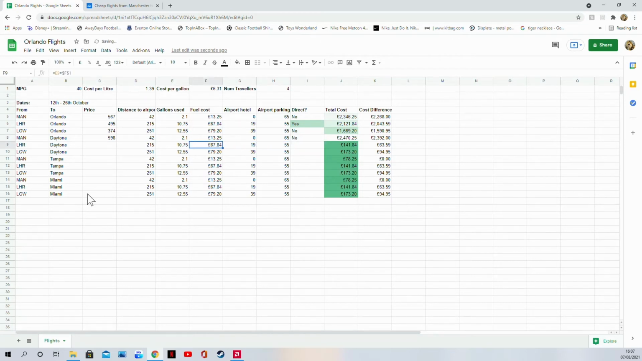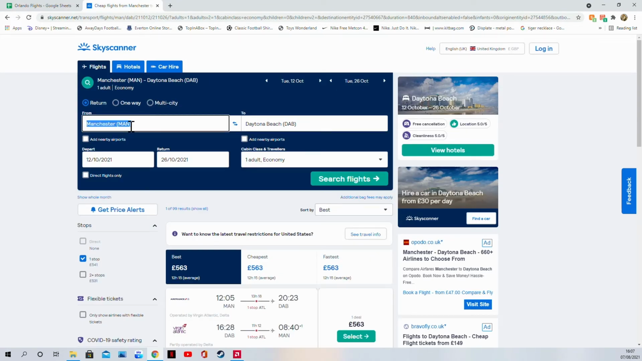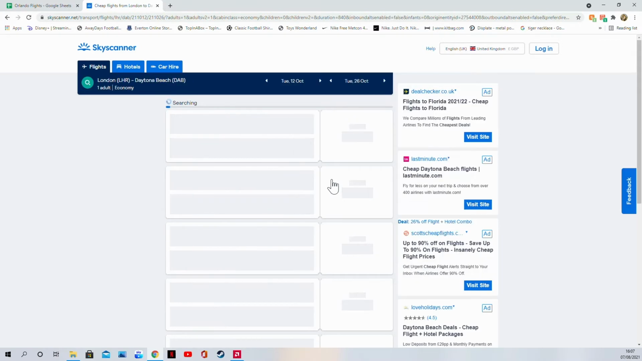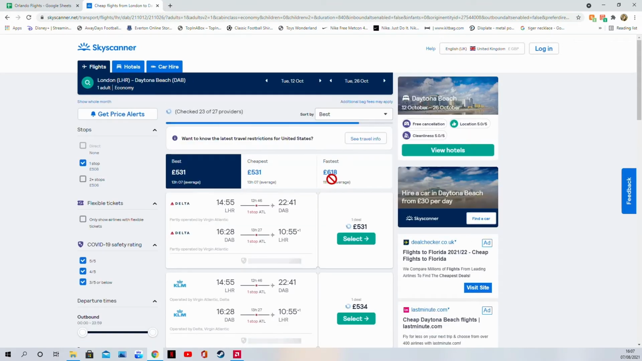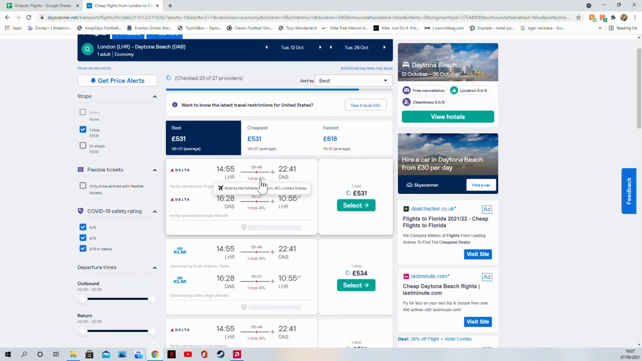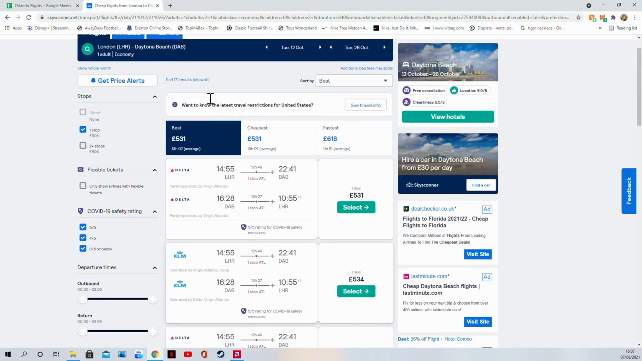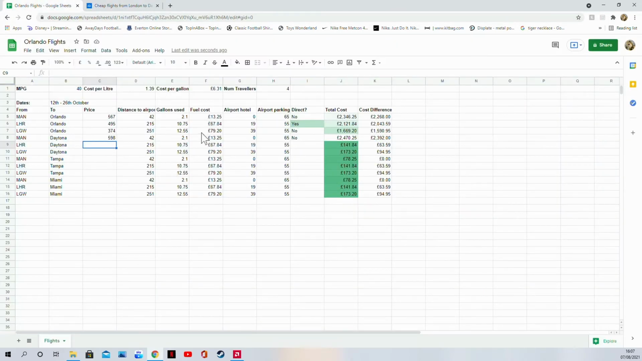That's not direct again. So we're going from Heathrow to Daytona. Let's try that. So that's sort of chugging away now. We've got a 13-hour flight with a stop in Atlanta again on the way. Quite poor times, gets us into Daytona there, so probably by the time we get off the plane and get through it won't be far off midnight. But those are the sort of prices that are coming out. So let's just put that in. It's 531, and that's not a direct flight.